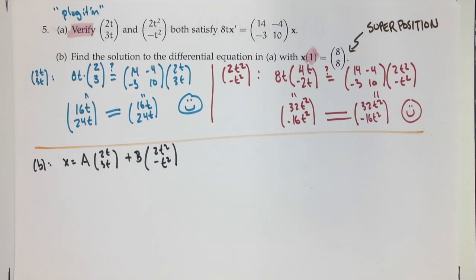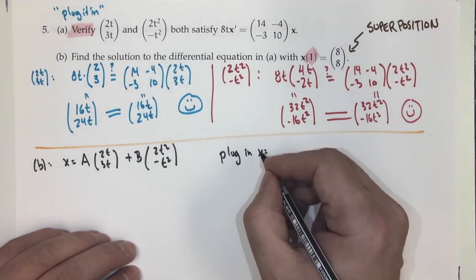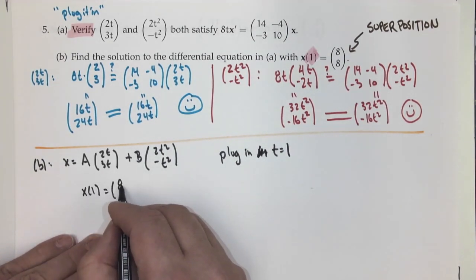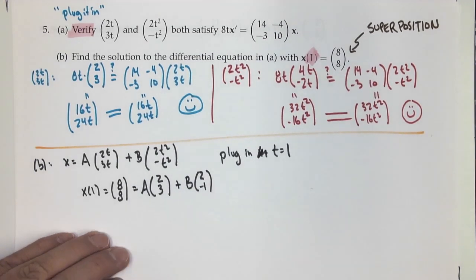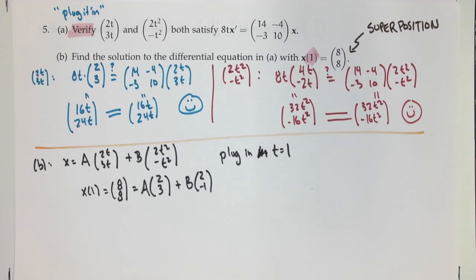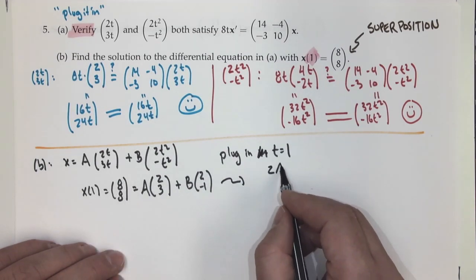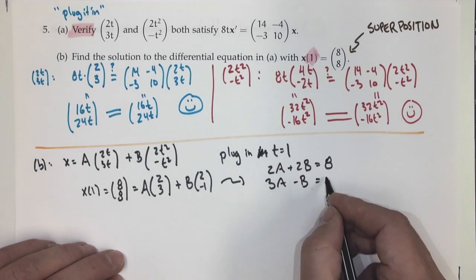Now the only thing left for us to do is to figure out what are the right choices for a and b. So what do we do? Well, we plug things in. So we plug in t equals 1. And we have x of 1, which is (8, 8), is equal to a times (2, 3), plus b times (2, minus 1). That's the nice thing about plugging in 1. Plugging in 1 and plugging in 0, those are the two nicest numbers to plug in. So you always hope that you're going to be asked to plug in one of those two numbers. So this becomes, reading the top entries, 2a plus 2b is 8. And reading the bottom entries, 3a minus b is 8.